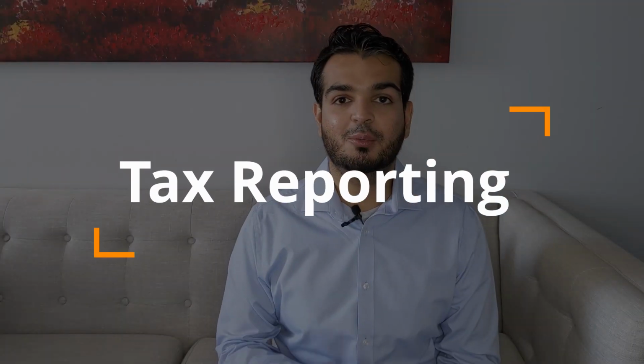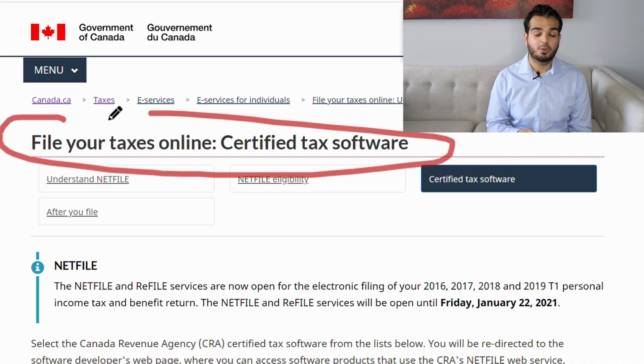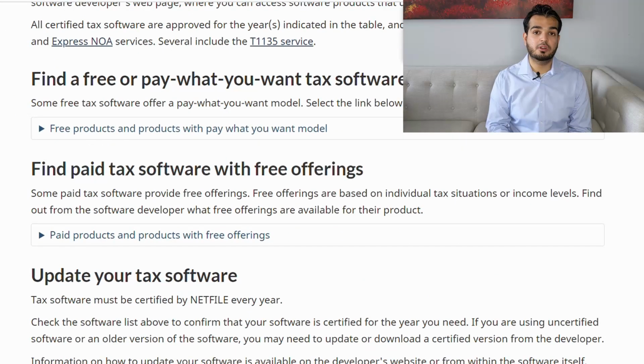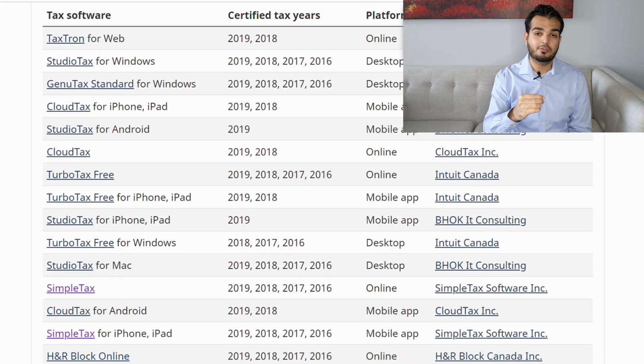Tax reporting. You are required to report your income every year to the CRA through a process known as filing a tax return, which can be done both online and through pen and paper through the mail. In this tax return, you must list all your income sources, as well as note your eligibility for any tax deductions and tax credits. The tax system is based on trust.